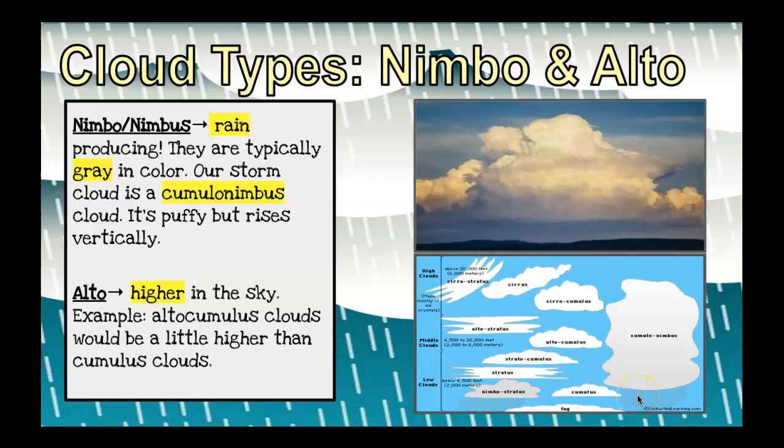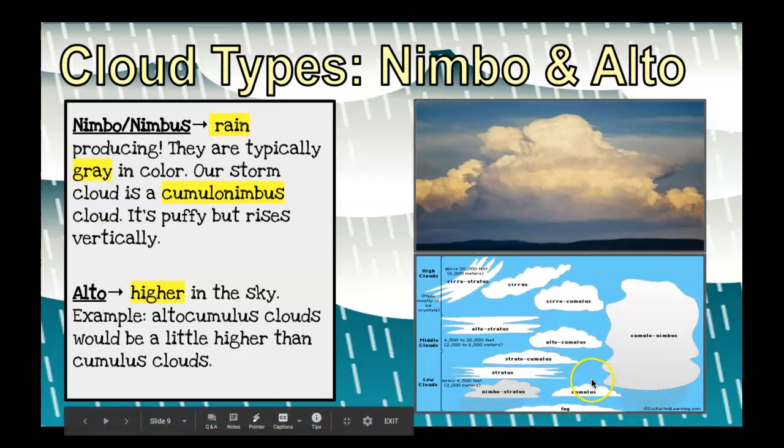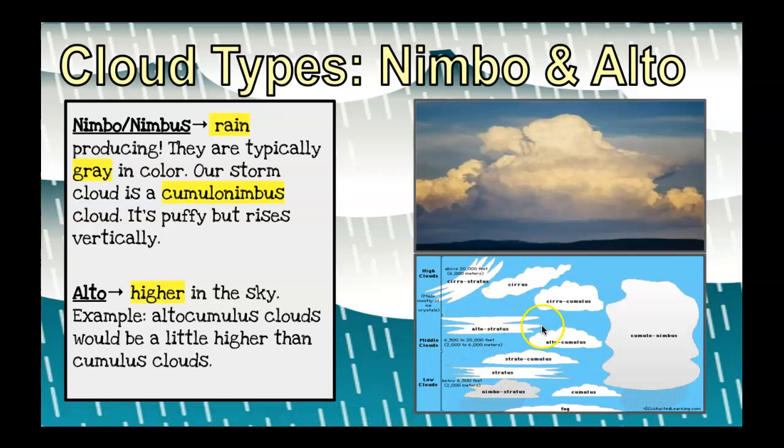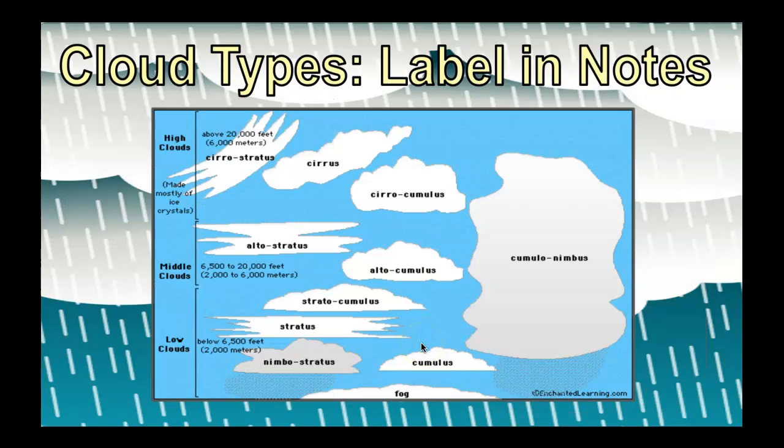If you throw the word alto in front of the cloud name, that means it's going to take that cloud just a little bit higher. So for example, here is your cumulus cloud, right? Low-level cloud. Throw the word alto in front of it, you still have a cumulus cloud, it's just a little bit higher up right here. Same thing for stratus. Here's your blanketing stratus cloud. Throw the word alto in front of it, it's going to be a stratus cloud, but a little bit higher up. In your notes, you need to look at this picture and label the blanks that are there to indicate which cloud is missing.